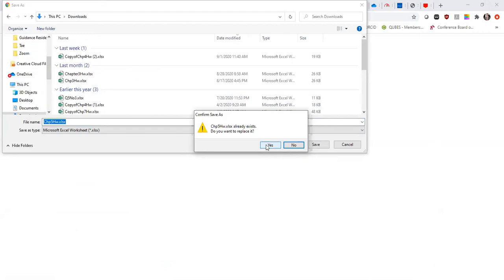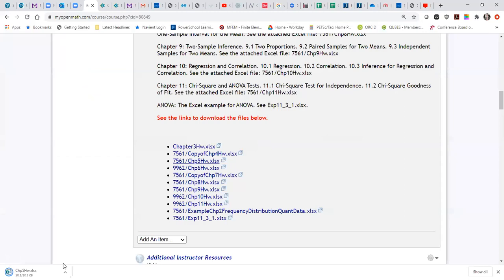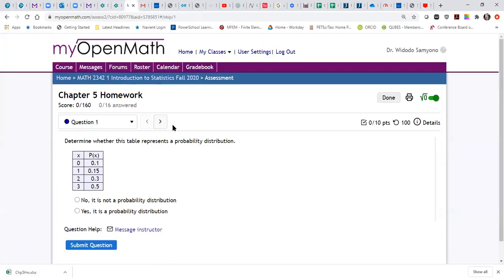Okay, I already downloaded the Excel there. Remember, you always need to click "enable editing" or something like that, so in order to use the Excel.